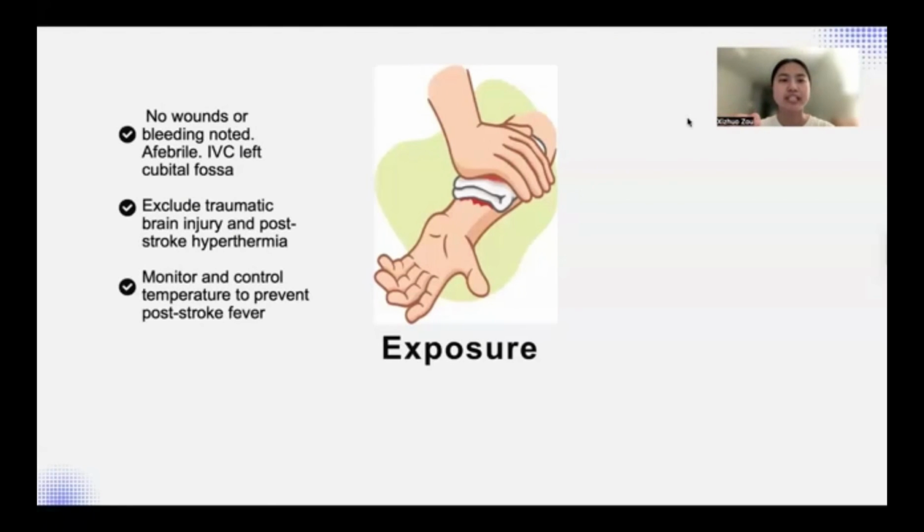On the exposure assessment, Teresa had no visible wounds or active bleeding. Body temperature was within the normal range, and intravenous line was accepted. The absence of trauma helps to exclude traumatic brain injury, and normal temperature suggests that there is no post-stroke hypoxemia. Research showed that fever during the stroke may increase the risk of death and worsen neurological outcome. Therefore, nurses should monitor and control patients' temperature.